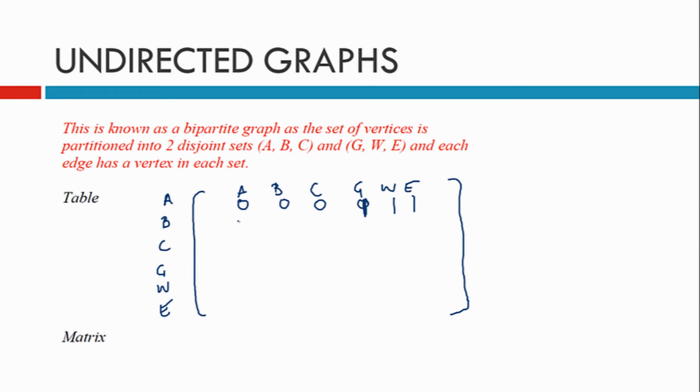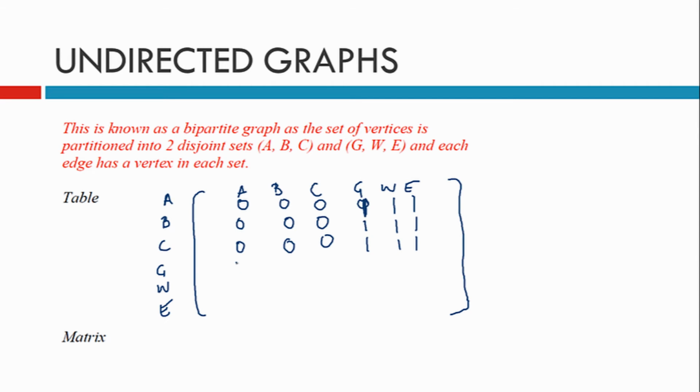House B, of course, does not connect to any of the houses, so it's 0, 0, 0, and then 1, 1, 1 again. And house C is exactly the same, can't connect to the houses, but will connect to the gas, water and electricity. Then when we're looking at it from the utility side, it changes.